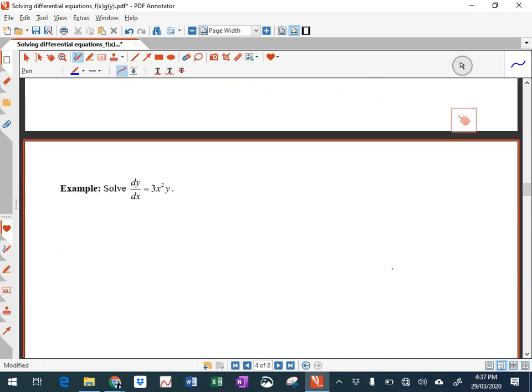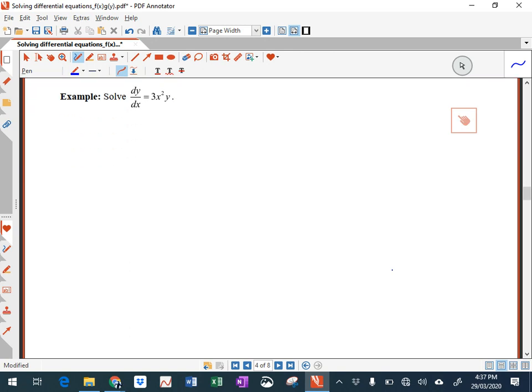All right, what about this equation here? Solving dy/dx equals 3x squared y. All right, so let's see how we're going to do that. Now here's my pen, here we go. So what are we going to do here?